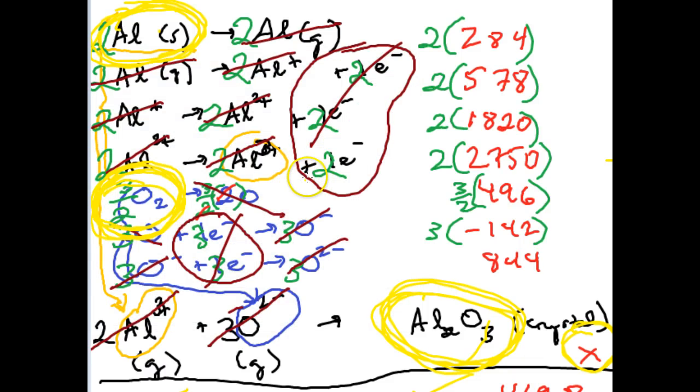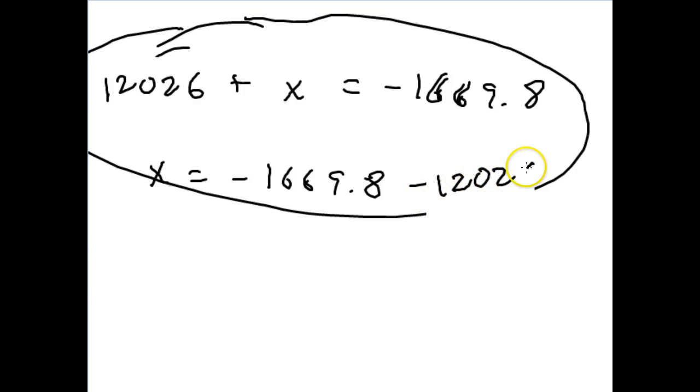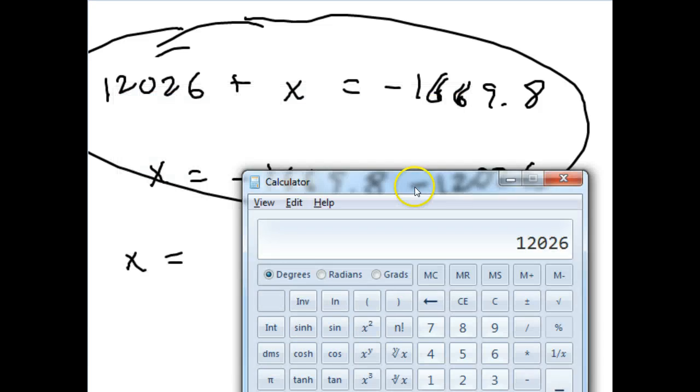All right. So going to that other page, this stuff right here wasn't really stuff. It was 12026. Silly Glenn. It was pen. Okay, 12026 plus x equals negative 1669.8. That means x equals negative 1669.8 minus 12026. Okay, this is good. So x equals, calculator, 12026.